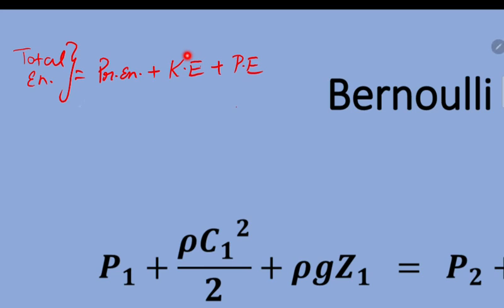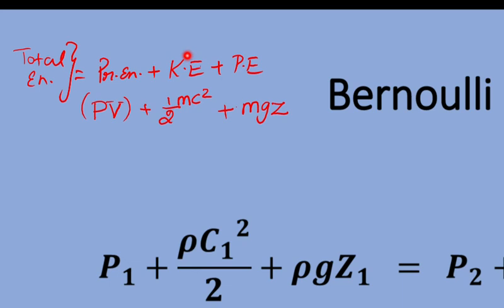What is the pressure energy? Do you all remember from thermodynamics? Pressure energy is PV, pressure times volume, plus kinetic energy is half mv square. But since we are using v for volume, I'm going to use c square, plus potential energy is mgh, but instead of h we are using z in fluid mechanics.